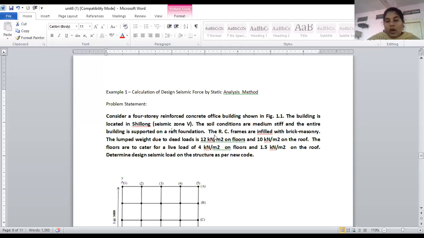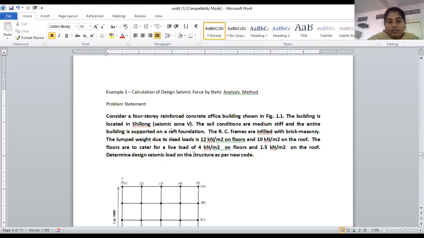Next, soil condition is medium stiff. Next, RC frames are infilled with brick masonry.